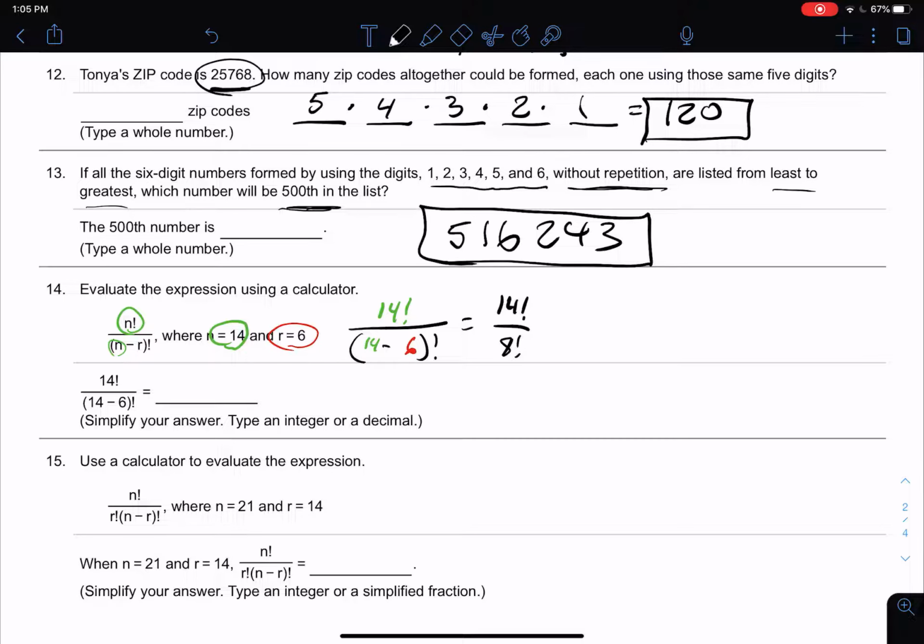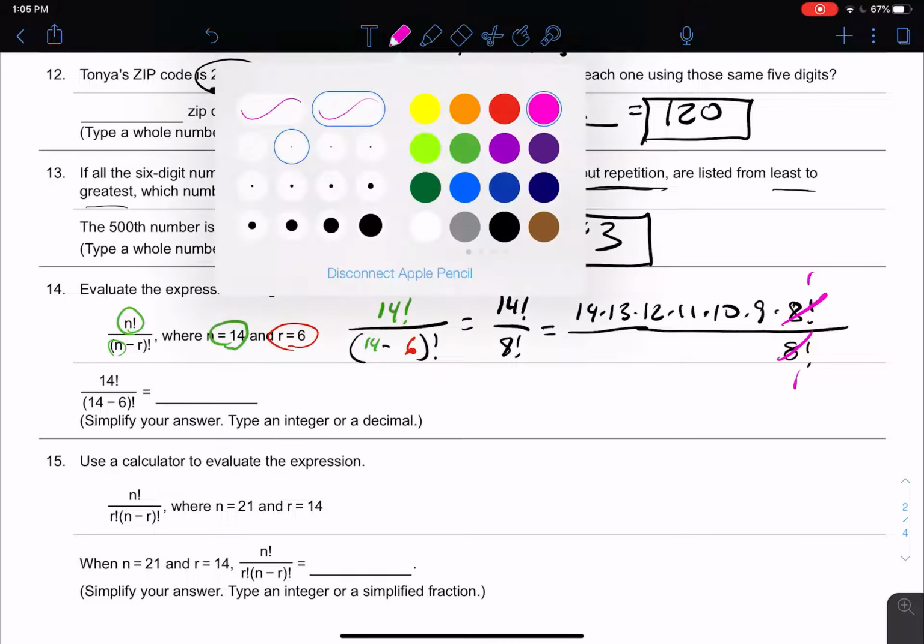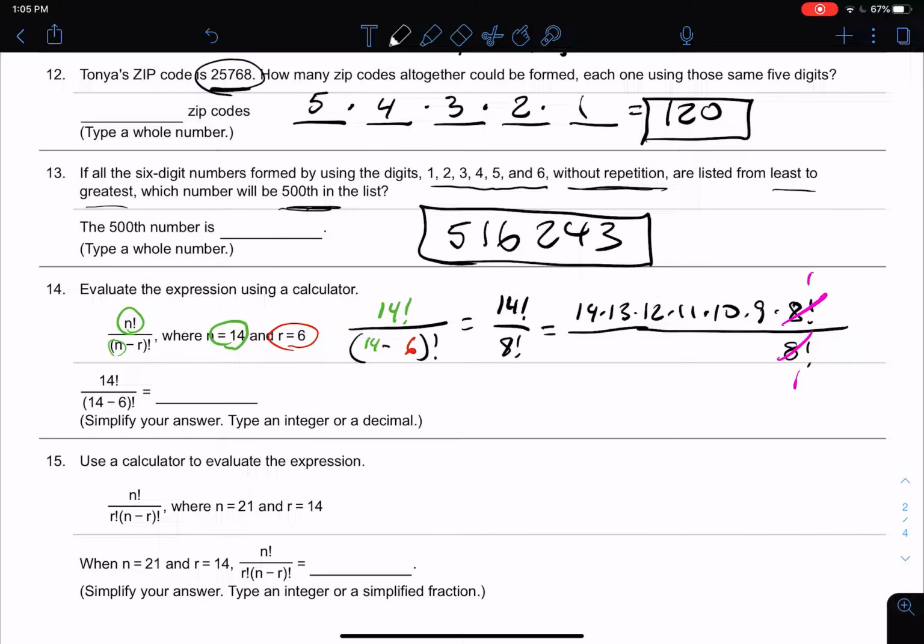And so now we simplify by writing 14 times 13, 12, 11, 10, 9, 8 factorial, which is going to reduce perfectly with 8 factorial in the denominator. And you multiply 14 times 13 times 12 times 11 times 10 times 9, and you get a big number, 2,162,160.